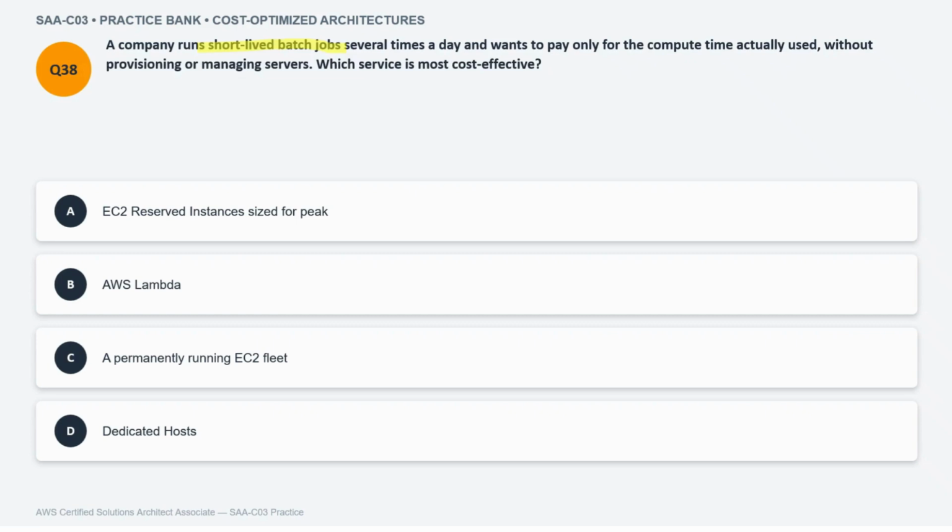We can go with AWS Lambda, because a Dedicated Host will cost very high. This is not a cost effective solution. A permanently running EC2 instance is also very expensive, so it is also not cost effective. EC2 Reserved Instances sized for peak price is also not cost effective for this. So we can go with AWS Lambda.